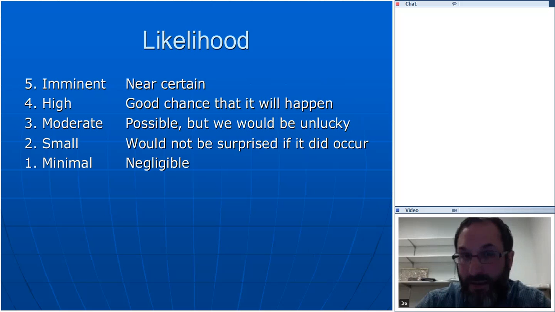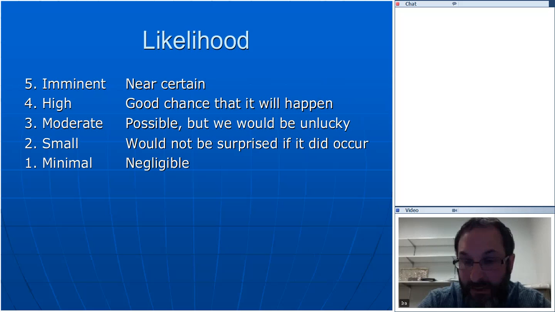You then classify the likelihood on a scale of 1 to 5. 5 being imminent or certain, which means given no change, the event will occur. The high likelihood that the occurrence is much greater than that of non-occurrence. So for us, we tend to classify that as something within 70 or 90% likely to occur. 3 is moderate, possible, but would be unlucky for us to be impacted by it. So I put that in the 50th to 70th percentile.